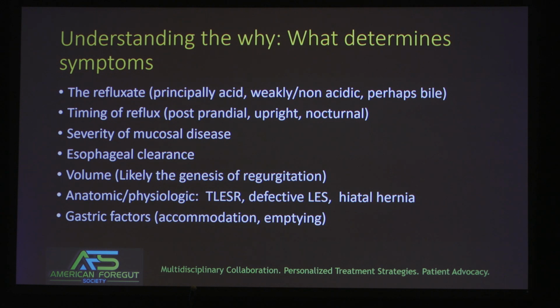The timing of reflux has been addressed in a couple of talks. Is it postprandial, is it upright, or is it nocturnal? And perhaps all of those patients will respond subtly differently to medical and surgical interventions. The severity of mucosal disease may make a difference. Esophageal clearance, if it is abnormal. Whether you are a volume refluxer, this being likely the genesis of regurgitation, or there's probably some component of hypersensitivity in those patients. And then anatomic and physiologic issues that Peter talked about in great detail, TLESRs, a so-called defective or abnormal lower esophageal sphincter, and the anatomical presence of a hiatal hernia.